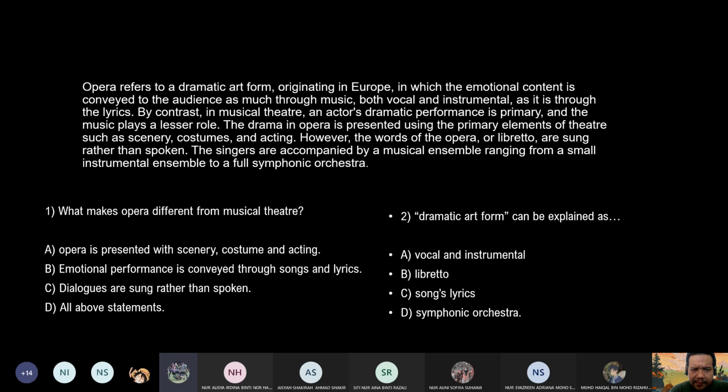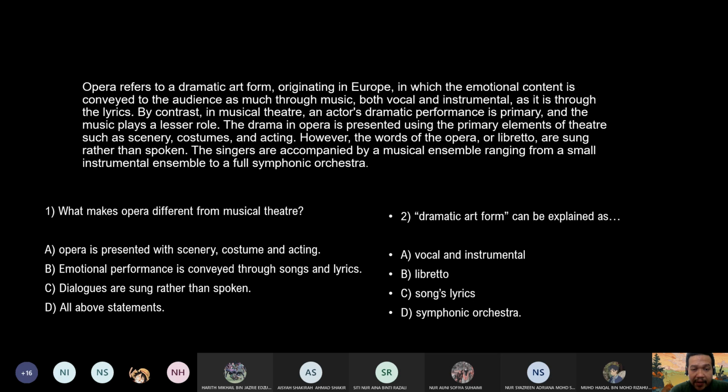C is songs lyrics because if we look at the text at slide number 2, it says conveyed to the audience as much through music, both vocal and instrumental, as it is through the lyrics. Why don't you choose A? I mean, sure, it could be A, but personally I read the whole thing, so it would be C. Okay, good.